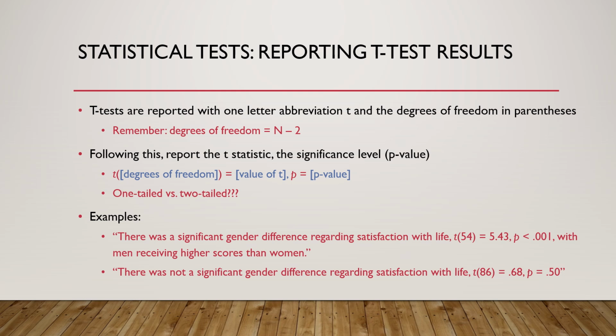And you should remember that the degrees of freedom is always n minus 2, so the total sample size minus 2, because that's the number of groups that you use in a t-test. 2 different groups you're comparing, it's always minus 2. So you also have the p-value, of course, and so you have t in parentheses degrees of freedom equals the value of the t that you computed through SPSS, and then the p-value is whatever you got through SPSS.